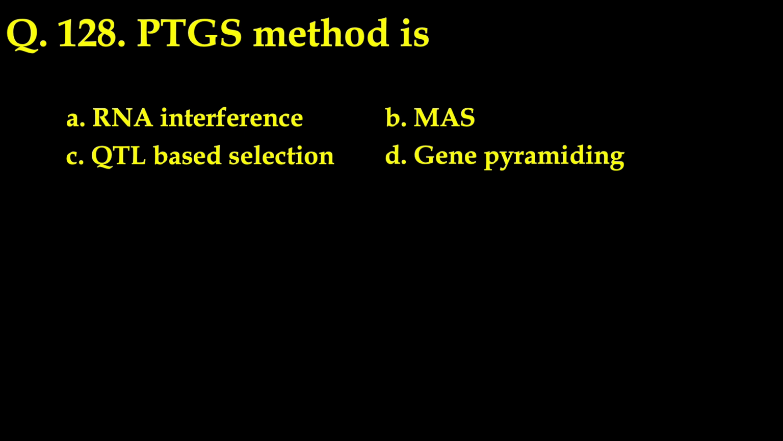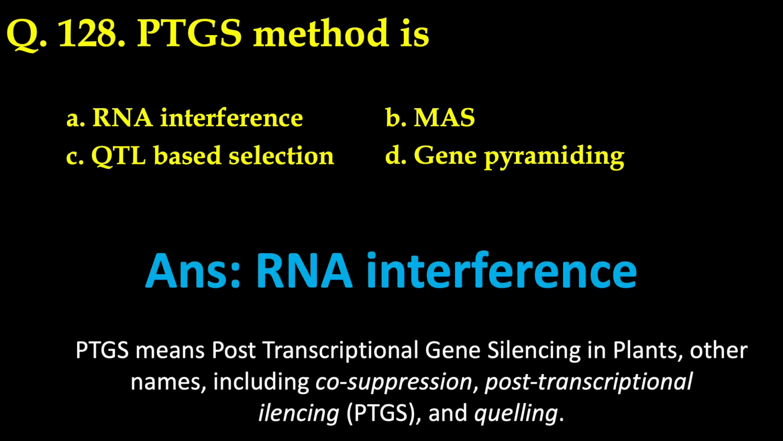Another term, that is gene stacking, can be achieved a few different ways, and pyramiding is one of these methods. And the correct answer for this question, that is the PTGS method, is RNA interference.